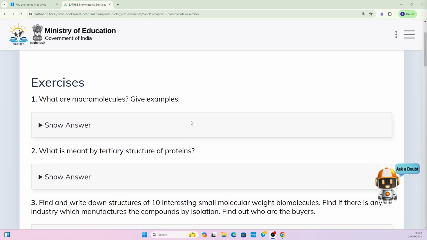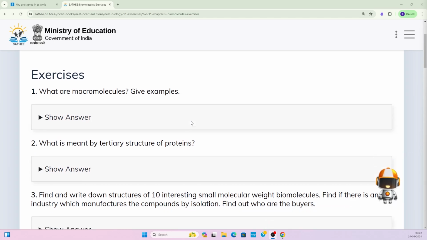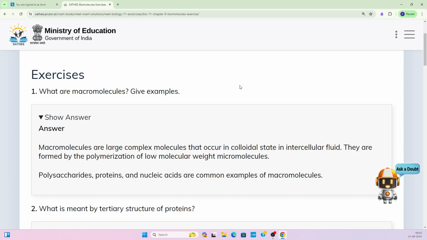The first question comes here. What are macromolecules? So there are two types of biomolecules. The one that is called macromolecules, and the other one is the micromolecules. Also, give examples of the macromolecules. So let us see the answer.